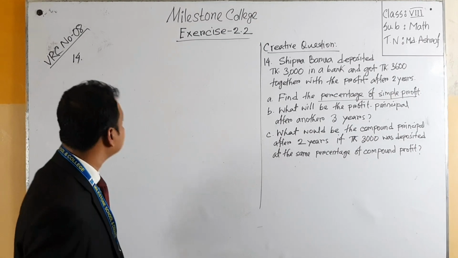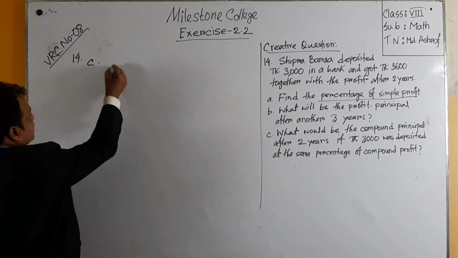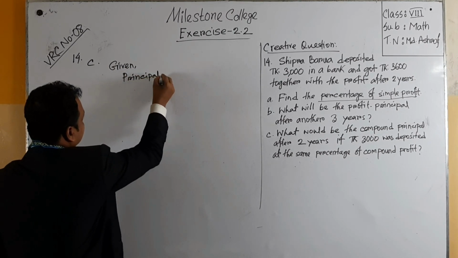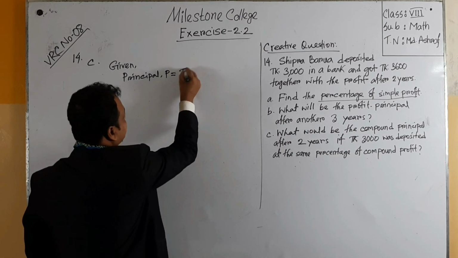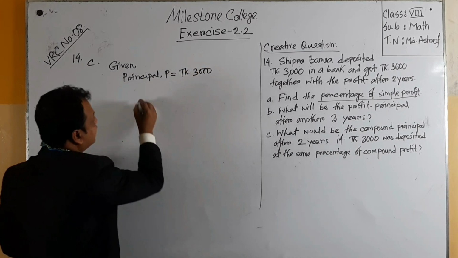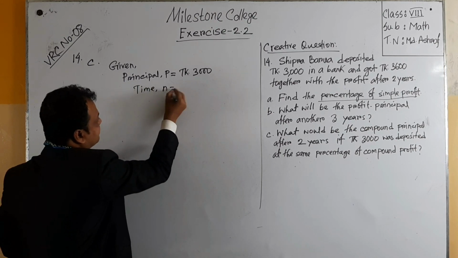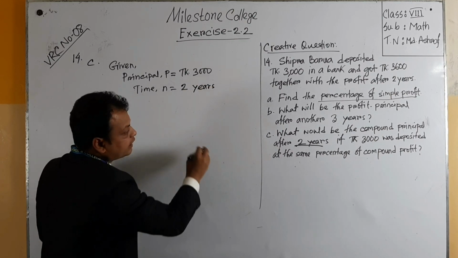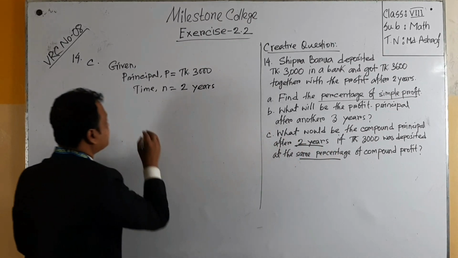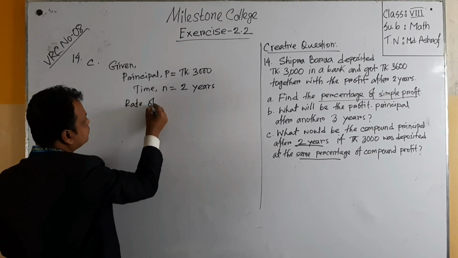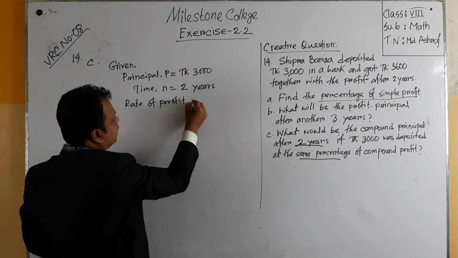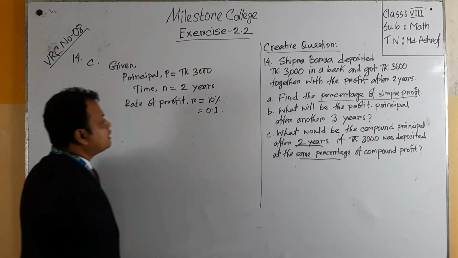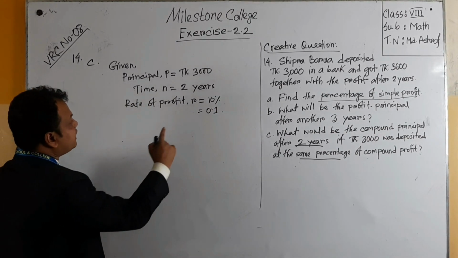So start writing C number. Given principal, P equals Taka 3000. Time N is given, 2 years, and same percentage of compound profit. That means rate of profit R will be 10%. So what have we got for 10%? 0.1. We have got 0.1 in A number.